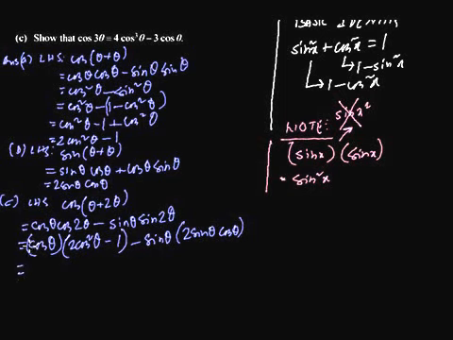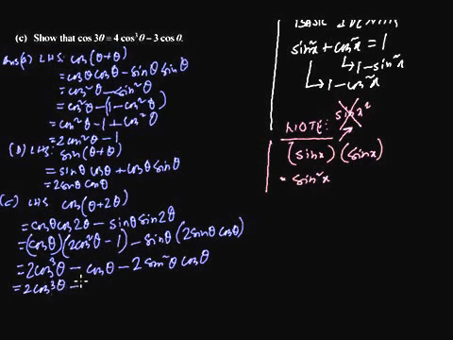Now if we multiply the cos theta with the 2 cos square theta, we are going to get 2 cos cubed theta, minus cos theta into minus 1 is going to be cos theta. So we have multiplied cos theta with 2 cos square theta and cos theta with minus 1. Cos theta into 2 sine theta cos theta is going to be 2 sine square theta cos theta. So now we get 2 cos cubed theta minus cos theta minus 2 sine square theta cos theta.